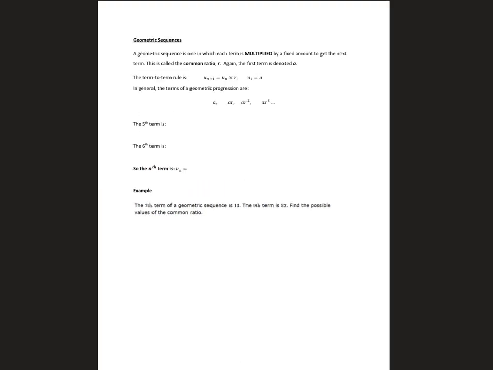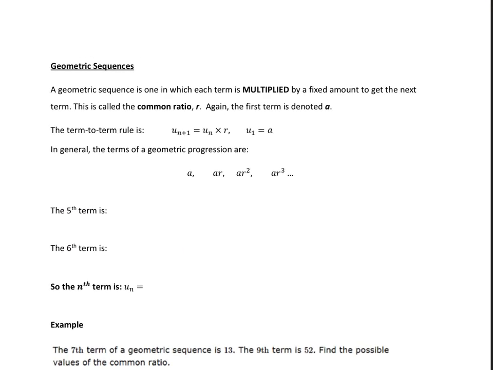Okay, the next type of sequences we'll look at are geometric, and geometric is kind of like the next step up. So a geometric sequence is one in which each term is multiplied by a fixed amount to get the next term. This amount we times by is called the common ratio, and we use the letter R. Again, the first term we use the letter A for. So the term-to-term rule: U1 would be A, and to get the next term, UN plus 1, I times the current term by R, so it's UN times R.